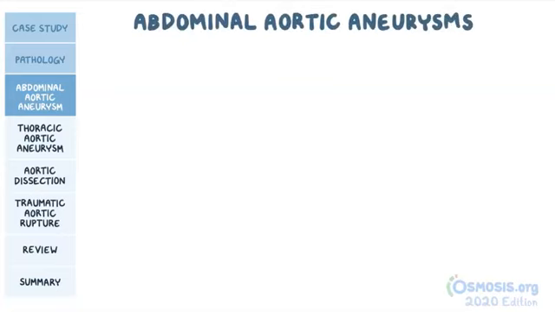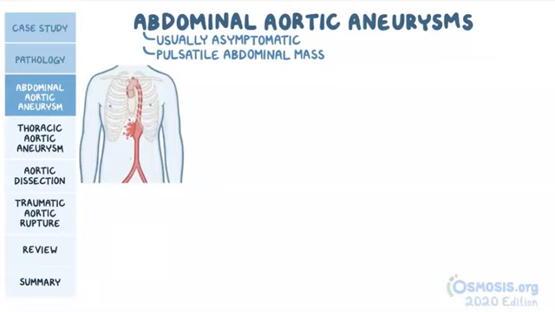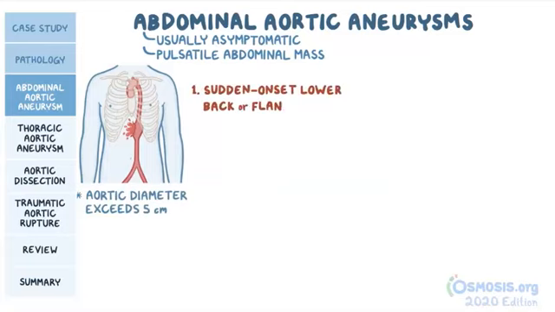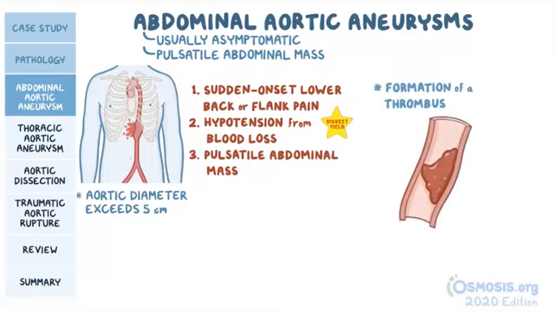Now, abdominal aortic aneurysm is usually asymptomatic, but sometimes a pulsatile abdominal mass may be detected on physical exam. The most worrisome complication of AAA is rupture, which is more likely to occur when the aortic diameter exceeds 5 centimeters. It presents with a triad of sudden onset lower back or flank pain, hypotension from blood loss, and a pulsatile abdominal mass. Your exams will often not give you all 3 because in real life it's rare for the entire triad to appear. Other complications include formation of a thrombus, which could embolize to distal sites like the limbs or the renal arteries.